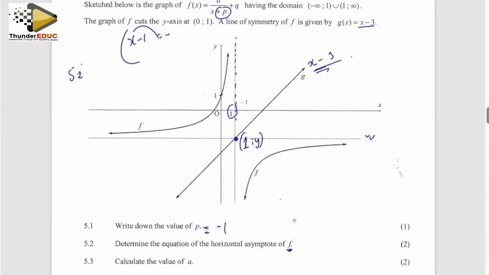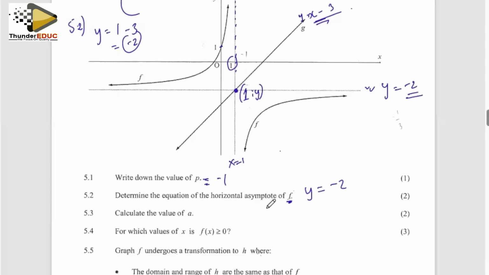So 5.2, I'm going to use this equation. Look for y when x is 1. That gives me -2. Which means the equation is going to be y is equal to -2, because this asymptote must be written in that format. This is x is equal to 1.